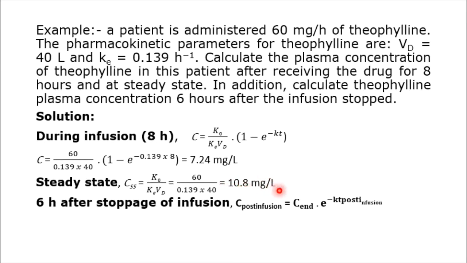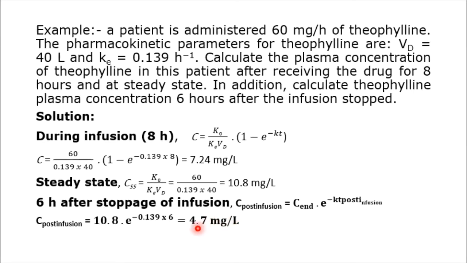We can apply this as C end, and then the time here is 6 hours, and the elimination rate constant is constant. We can simply apply the equation to find that the concentration 6 hours following the cessation of infusion is 4.7 milligram per liter.